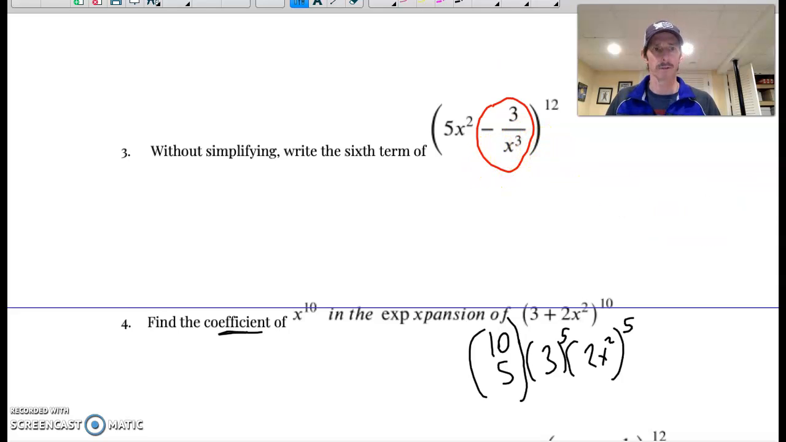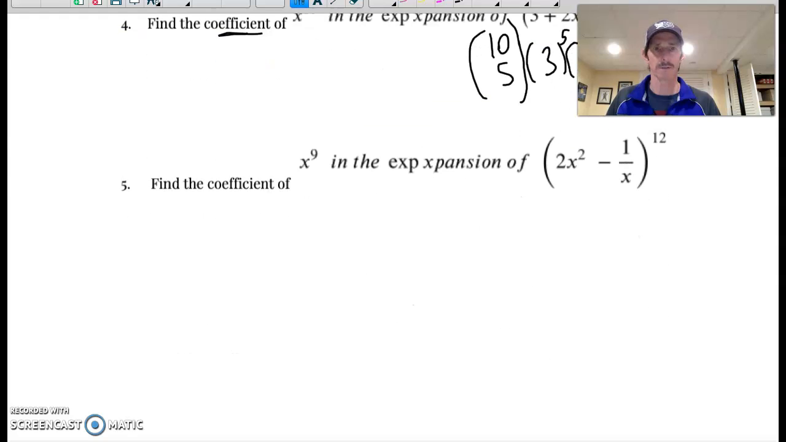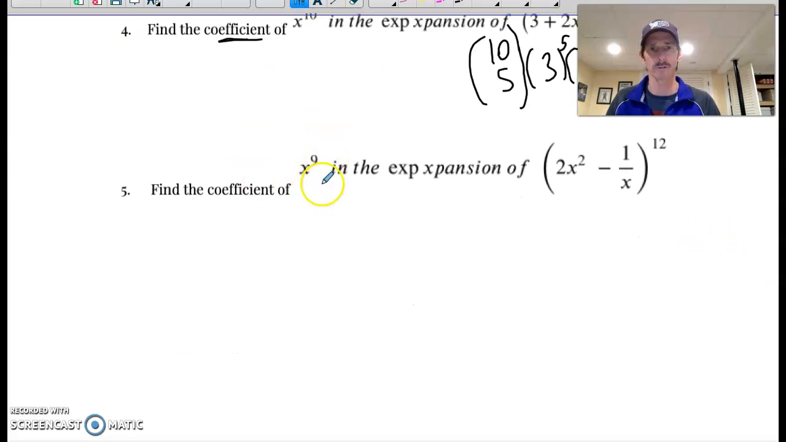Actually, this isn't the one I wanted to do. Sorry. This is the one I wanted to do because it asks for the coefficient of x to the 9th, and I've got multiple things going on here, and this is the system of equations. So bear with me, sorry about that. If you need me to go back and do the other one, I can, but this is the one I want to do. I need x to the 9th, and I've got a problem because I've got x's here, and I've got x's here.